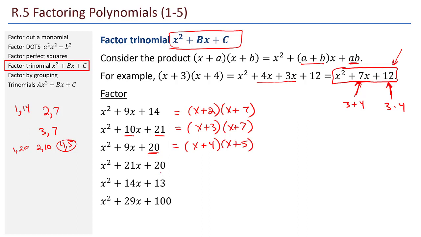How about the next one? I need two numbers whose product is 20, whose sum is 21. How about just 1 and 20? That will work. So I get x plus 1, x plus 20.